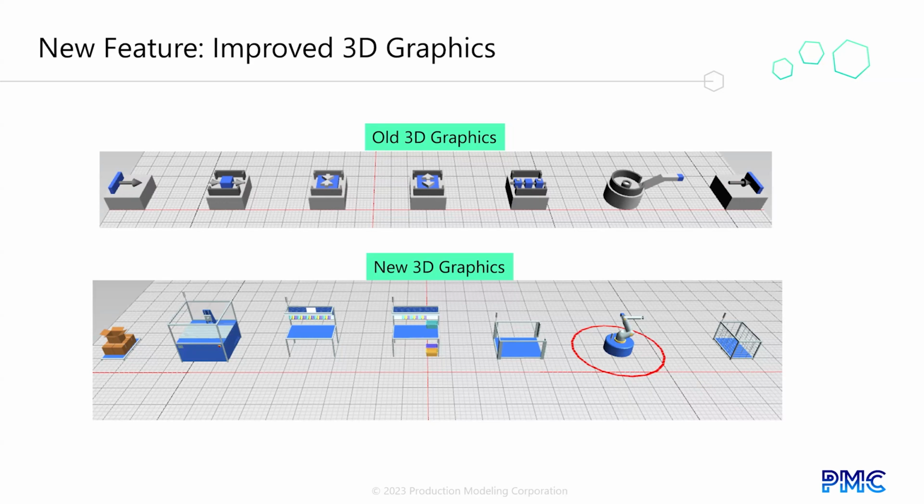So these 3D improvements can be very helpful. If the new 3D graphics are not close enough to the equipment at your location, they can be easily replaced by importing 3D graphic files in several formats used by the major 3D CAD tools, including JT and STEP files.